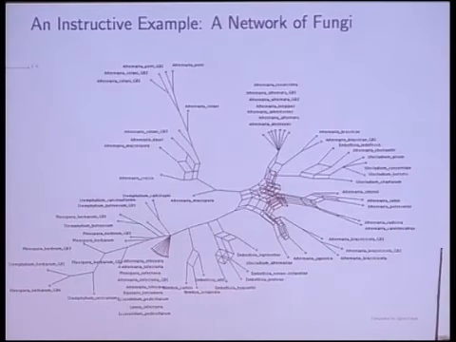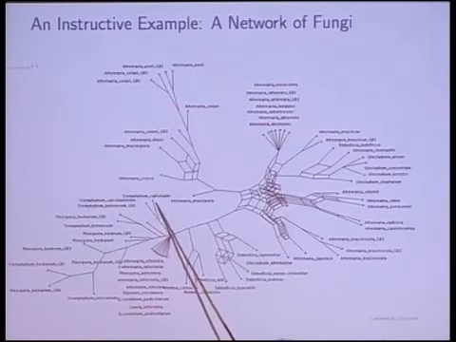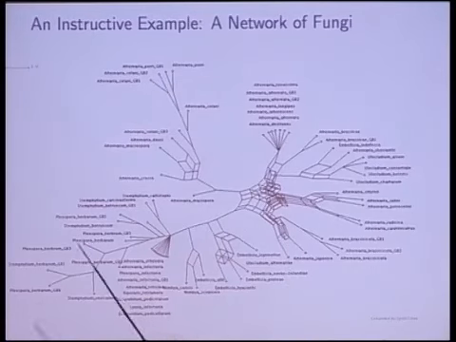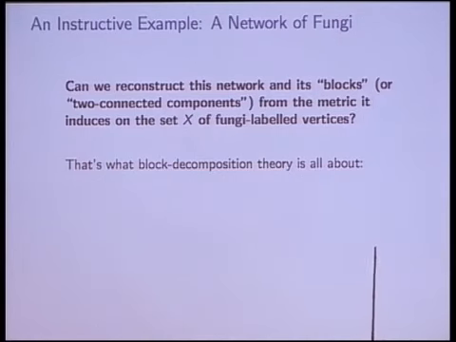So I was interested in the following question. Can we reconstruct this network and its blocks or two-connected components from the metric it induces on the set of fungi-labeled vertices? That is, what we have given is only the metric on these points, not the net. Are there many ways to construct such a net given the metric on the fungi? Is it unique? So what is the relationship between the metrics and all these blocks and the whole structure of the graph, the two-connected components in here? And that's what block decomposition theory is all about.